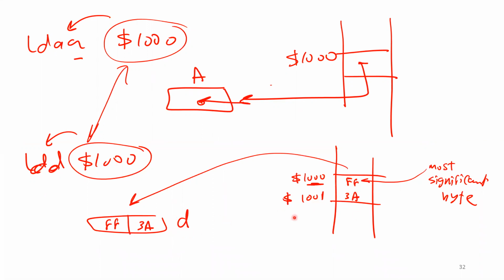But how do you do it? Because I have 2 locations, I have 2 bytes. Okay, so the way it is done, the first one here is the most significant byte. Always we are going to do that. Yes, always. So that's why FF is going to come here, 3A is going to come here. So the most significant byte is stored first, right?